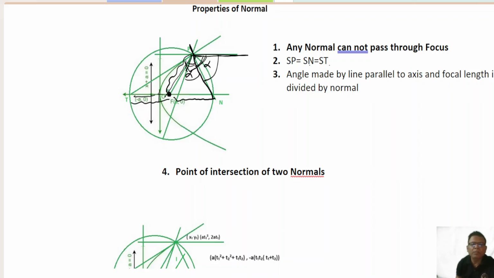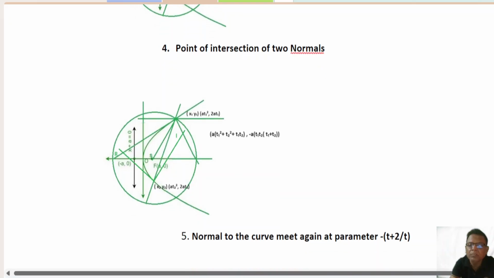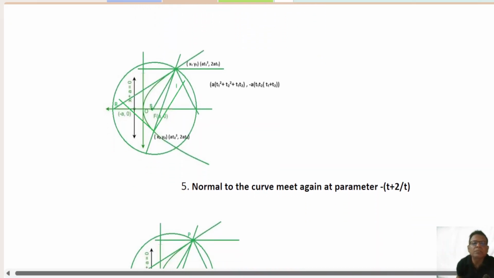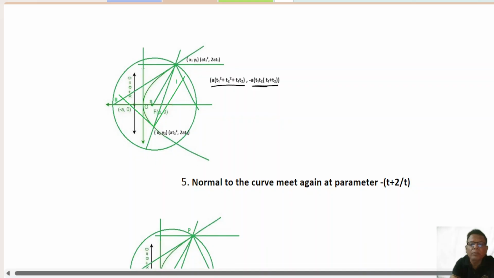Then come to the point of intersection of the two normals. Suppose one normal is drawn from the point T1 and another normal drawn from the point T2. Then you remember, this will be the coordinates. This is the x coordinate and this will be the y coordinate. X coordinate is a(T1 square plus T2 square plus T1 T2), and y coordinate is minus a T1 T2 (T1 plus T2).